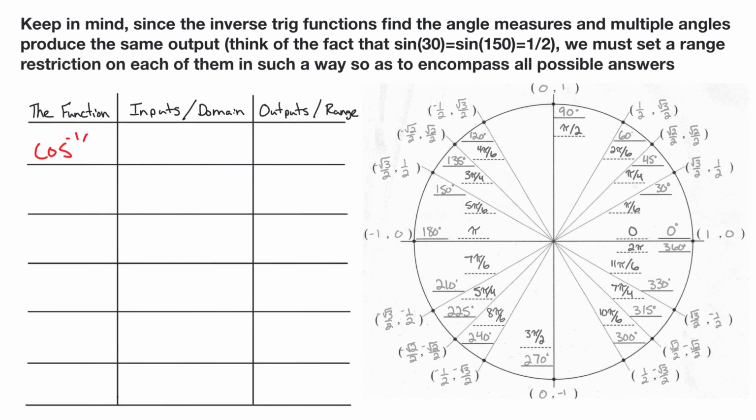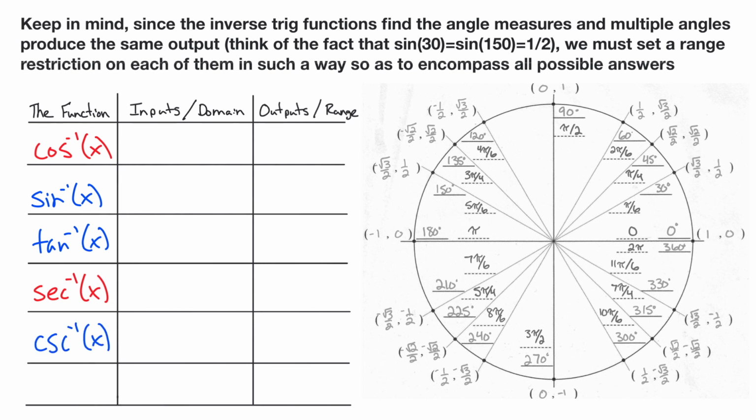cosine inverse, and then we have sine inverse, and then we have tangent inverse, and then we have secant inverse, and then after that we have cosecant inverse, and then we have cotangent inverse.